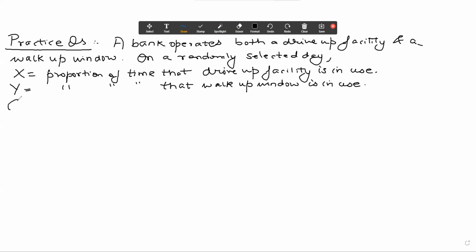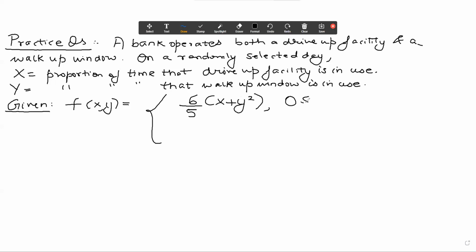Okay, and we are given the joint probability density function f of xy. If all students can recall from the last lecture, it was 6/5 times (x plus y squared) for x lying between 0 and 1 and y lying between 0 and 1, and 0 otherwise. Okay, so now the question asks us the following.